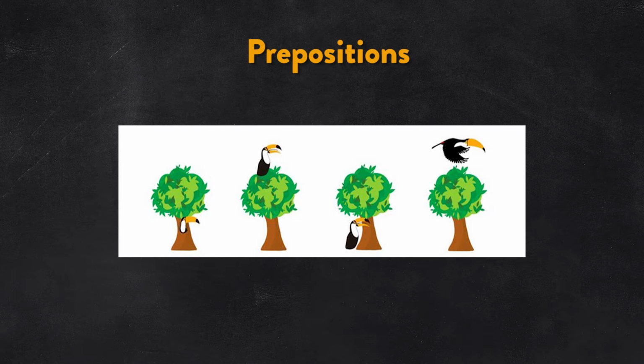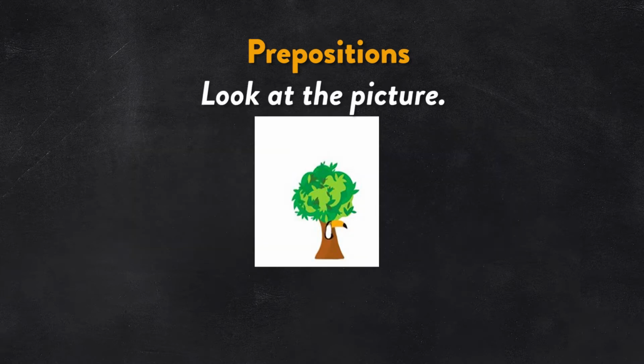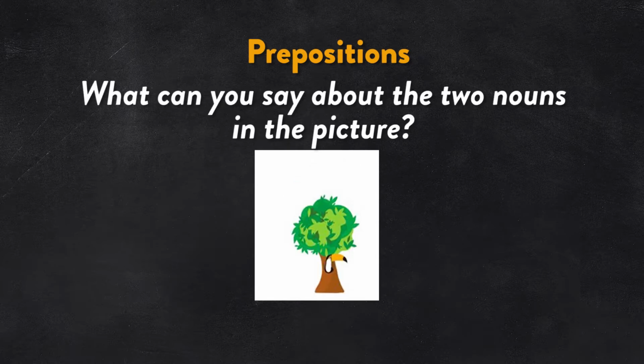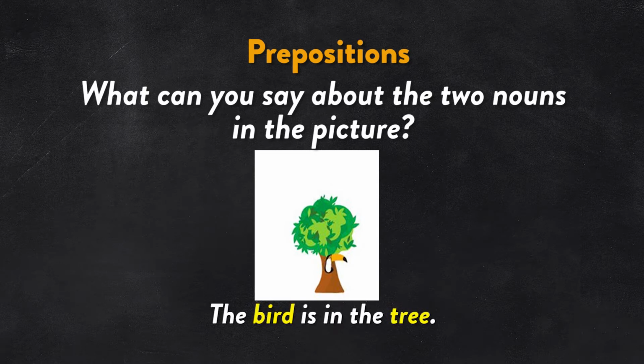Let's look at the first picture. What can you say about this? First, can you name the two nouns in that picture? Yes, the bird and the tree. What can you say about them? The bird is in the tree.